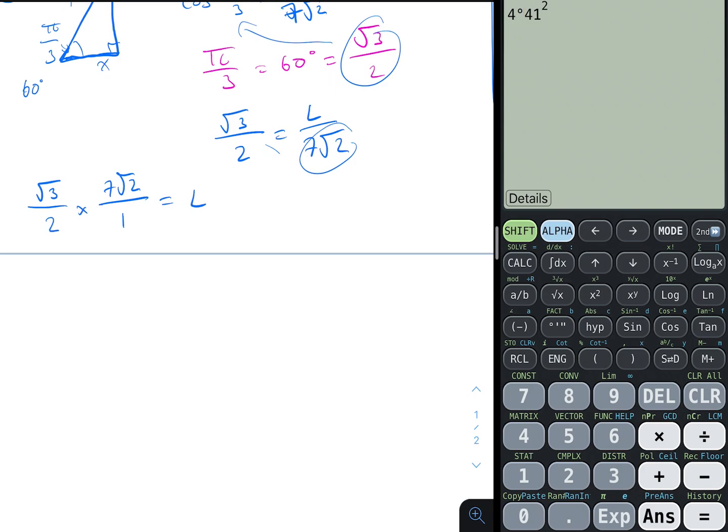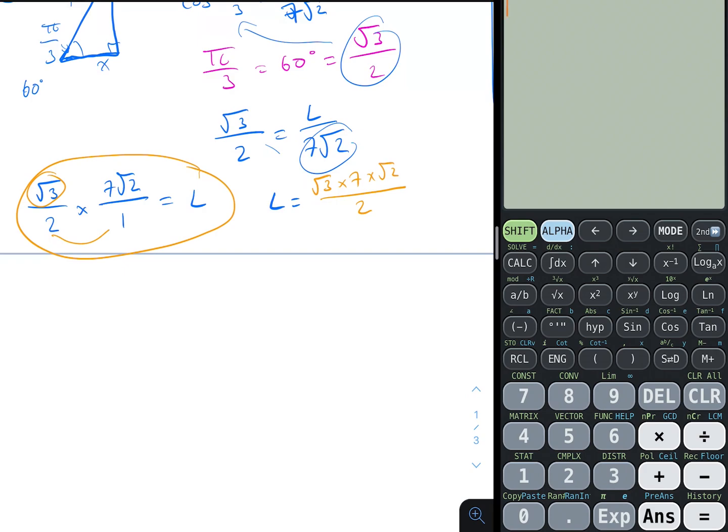Therefore, square root of 3 times 7 times the square root of 2. You can leave that like that, right? Then you're all over 2 times 1, which is 2. And then we can just do that in our calculator.